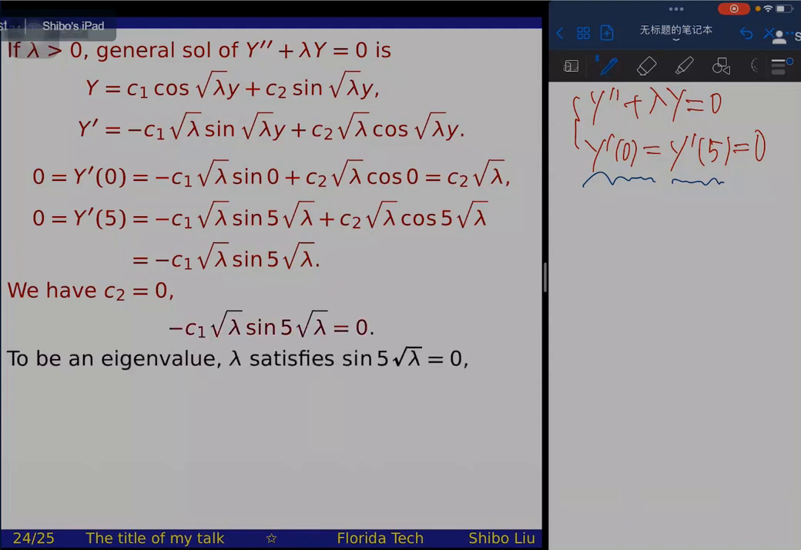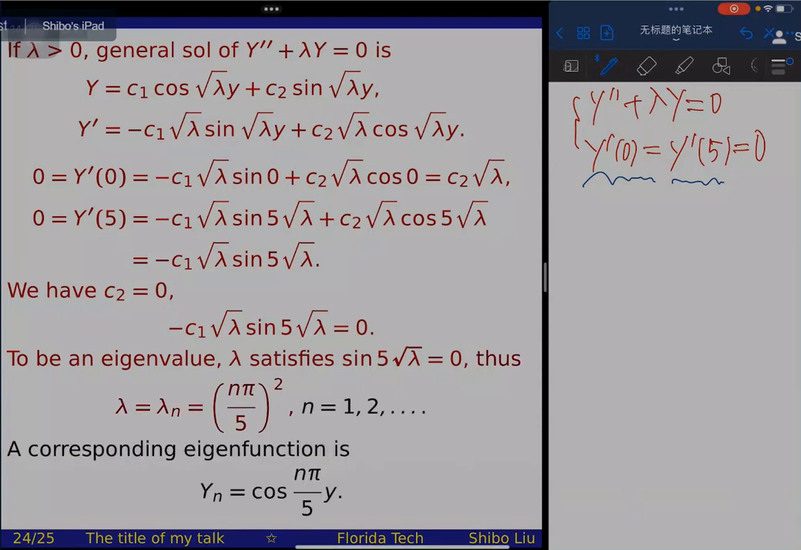When C1 is not 0, sine of 5 square root of lambda has to be 0. This has to be true, because you don't want C1 to be 0. So from this we see that we have a sequence of eigenvalues. Lambda should equal (n pi over 5) squared. For every n, you have an eigenvalue lambda, denoted by lambda n. N is from 1, 2, and so on.